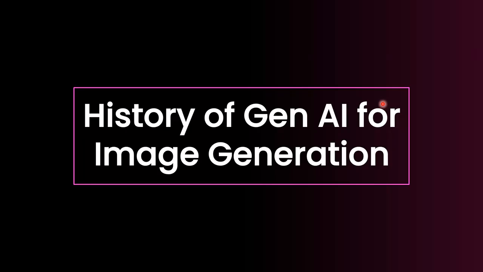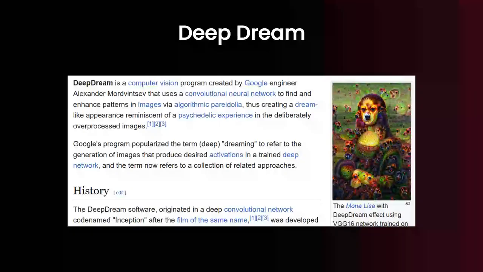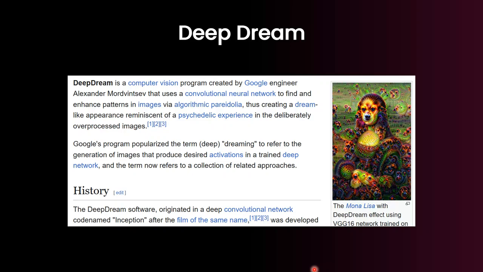I guess even I just learned this information while preparing for the session. The first step for image generation in Gen AI was something called Deep Dream. As shown, Deep Dream is one of the first neural network applications to create art using AI. It was created by an engineer working at Google, I guess called Alexander. I think it's mentioned here.